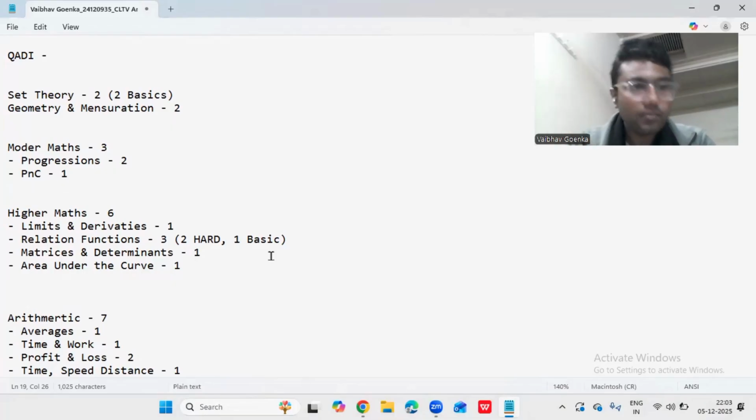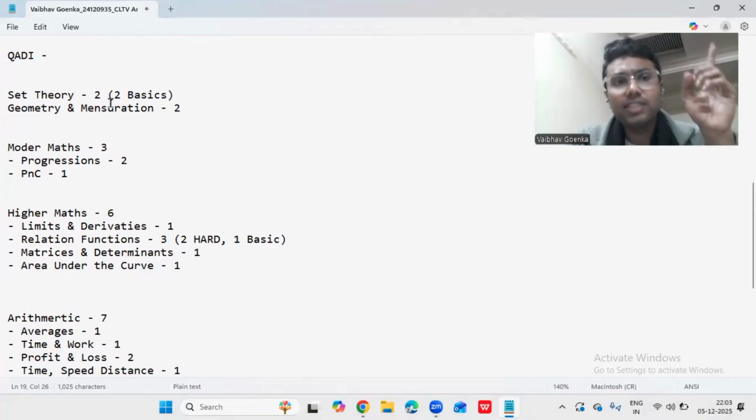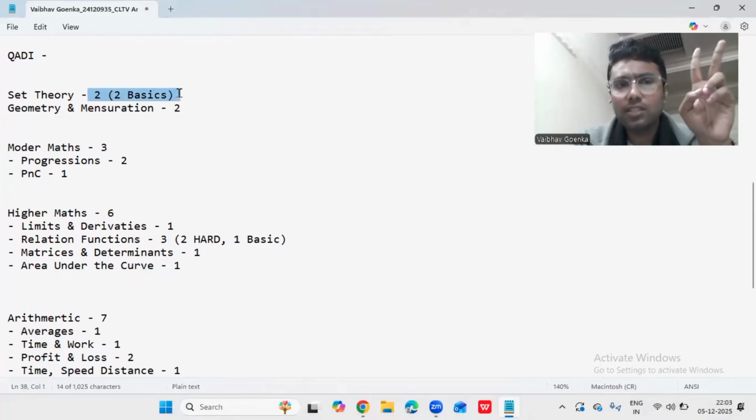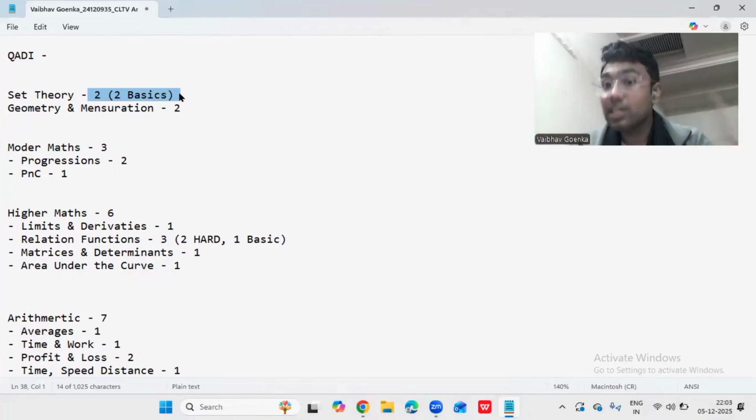to 11 AM daily. So again, QADI mein set theory ke do questions the, but there were two basic ones, right? Like if you have read the concept and you are well aware of what the concept is, then you can do it, but concept clarity should be quite good. These are not deep lengthy questions, these are conceptual questions, very basic concepts. So those should be clear to you.